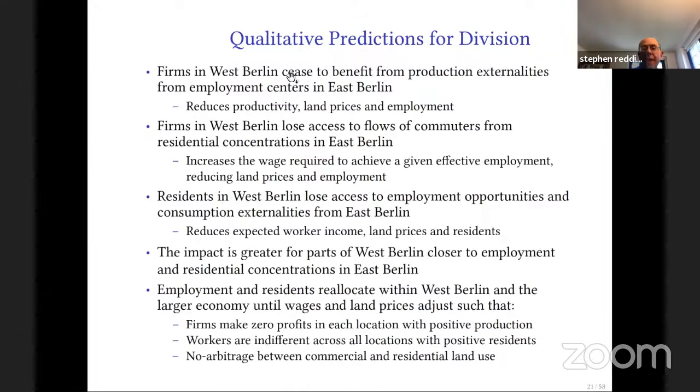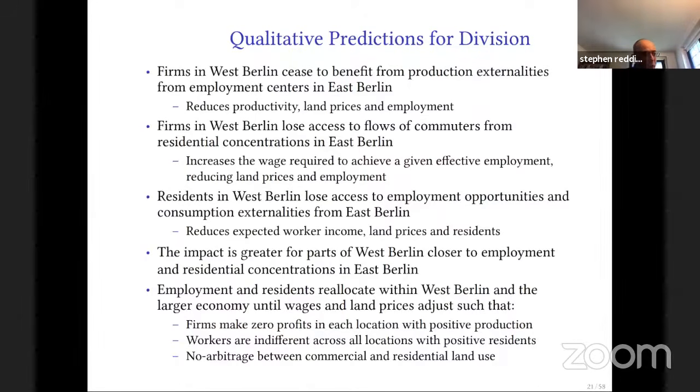And each of these effects is going to be stronger for the parts of West Berlin that were closer to concentrations of employment and residents in East Berlin. So not only is employment in West Berlin as a whole going to go down, and residents in West Berlin as a whole going to go down, but employment, residents, and land prices are going to fall in the parts of West Berlin that were close to concentrations of employment and residents in East Berlin.